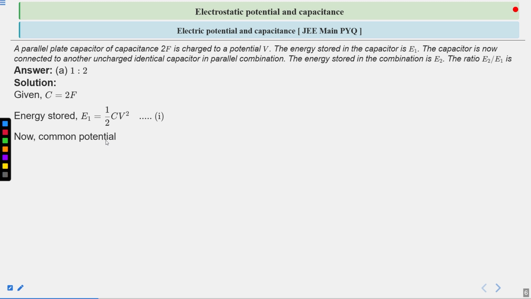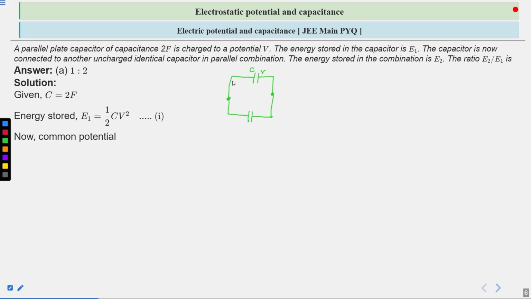Now common potential. We have connected this capacitor with another identical capacitor in parallel combination. Parallel combination means one capacitor is this, and another is an identical, uncharged capacitor. This capacitor has capacitance C and potential V, it is charged, and this one is uncharged. Similar capacitors, connected in parallel. One plate of this capacitor is connected to one plate of the other, and the other plate is connected to the other plate.